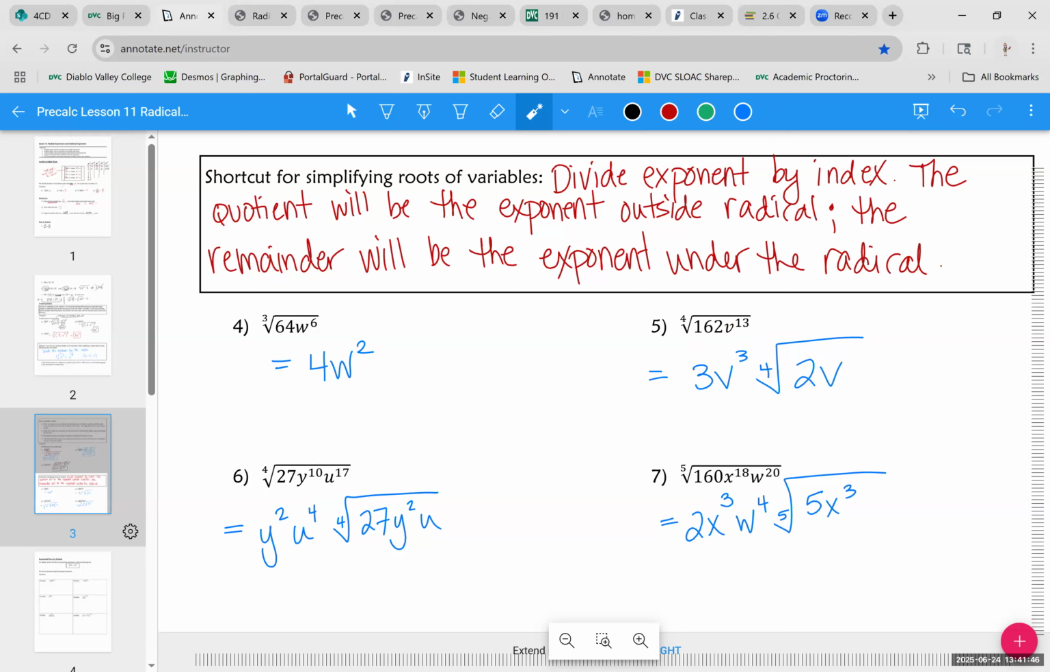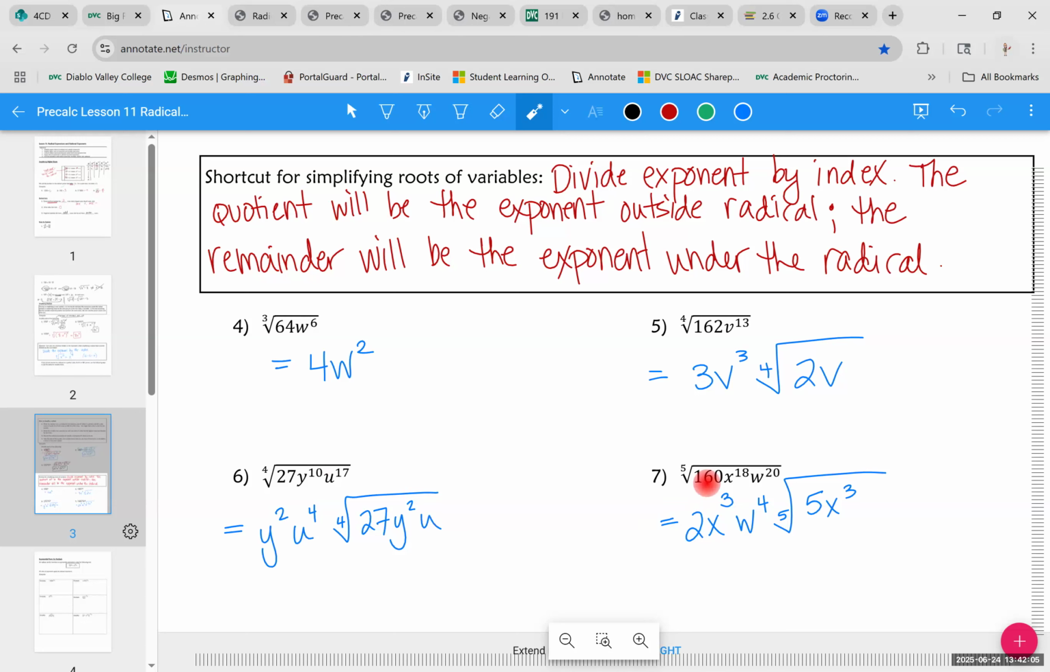And for the V, 13 divided by 4 is 3 with a remainder of 1. 27 is not divisible by any fourth roots, so it stays firmly under the square root. But 10 divided by 4 is 2, remainder 2, and 17 divided by 4 is 4, remainder 1.